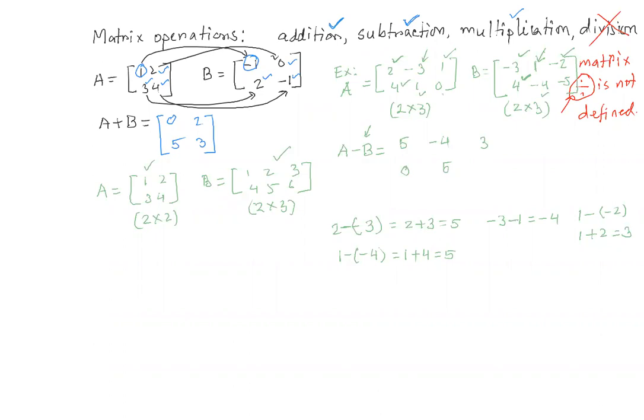And the last one, 0 minus negative 5. 0 minus negative 5 is 0 plus negative times negative is positive, right? 5, which is 5. So this is your A minus B.